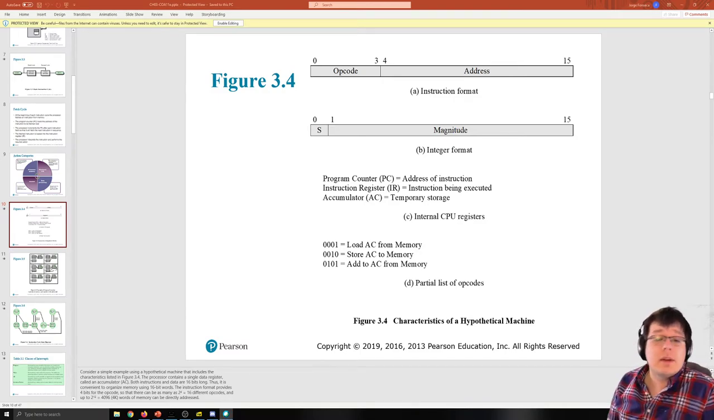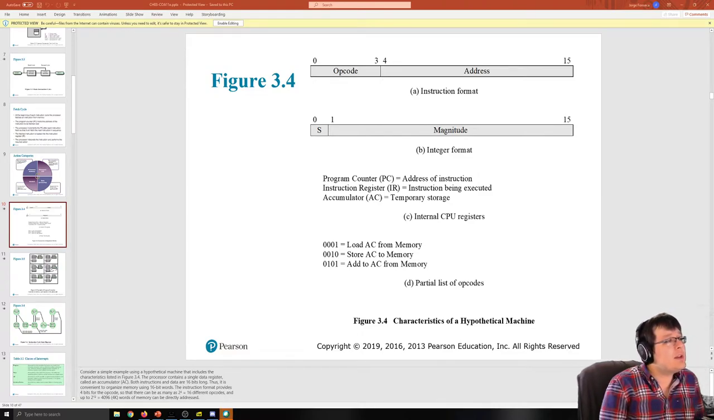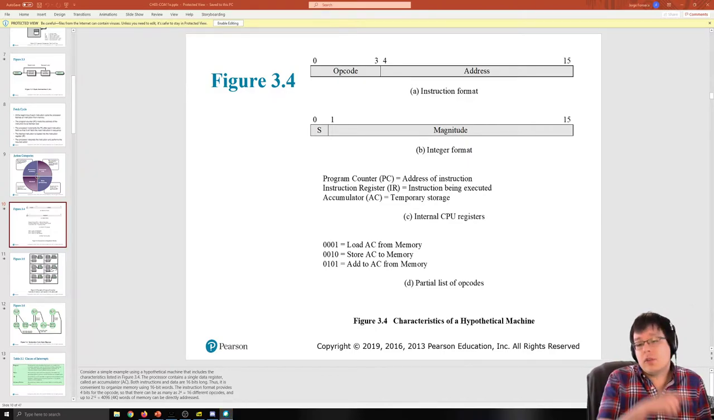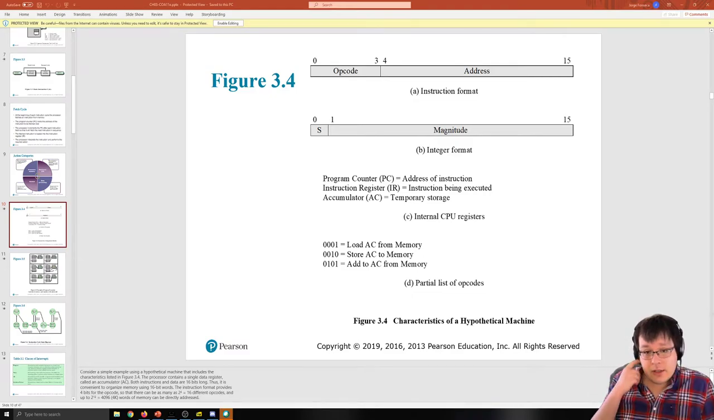2 to the 4th. Yes, very good. You could say 15, but you could also have something in instruction 0, right? It goes from 0 to 15, so you have 16 potential numbers. And so yes, it would be 2 to the power of how many bits you have. So you have 4, it's 2 to the 4th, essentially. So, yes, 16. Good.